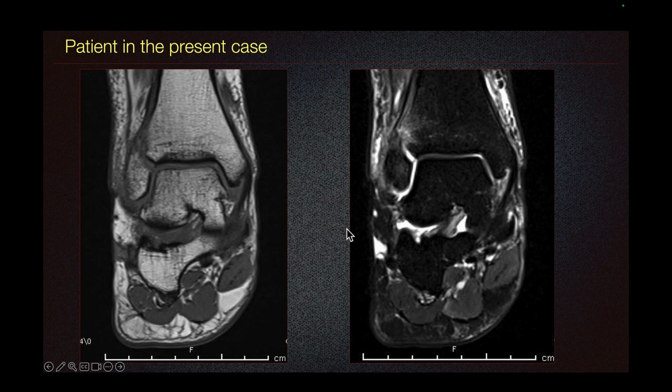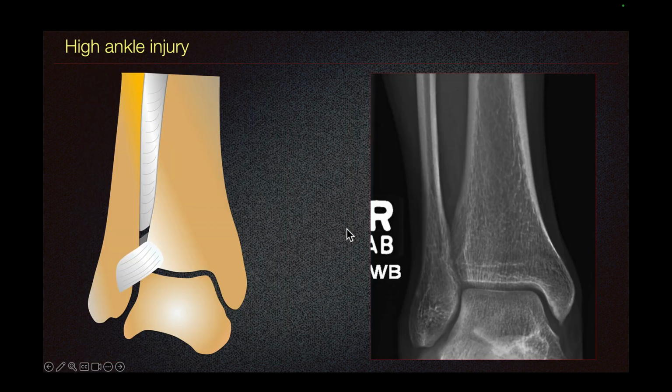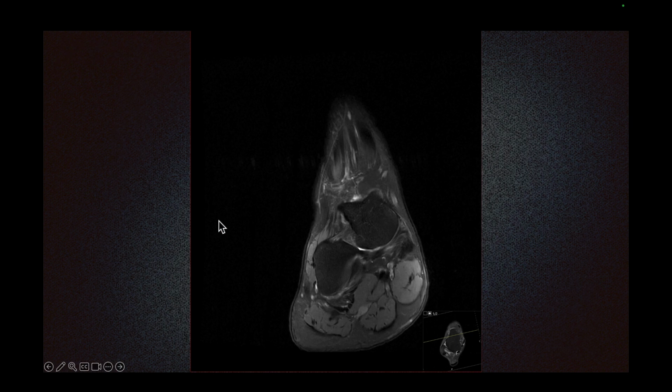Before we talk about MRI findings in the patient, let's learn about high ankle injury. There are three important ligaments for stability of distal tibia and fibula. These are the anterior inferior tibiofibular ligament, the posterior inferior tibiofibular ligament, and the interosseous membrane. And injury to these ligaments are called high ankle injury. The anterior inferior tibiofibular ligament is the more common one to be injured.